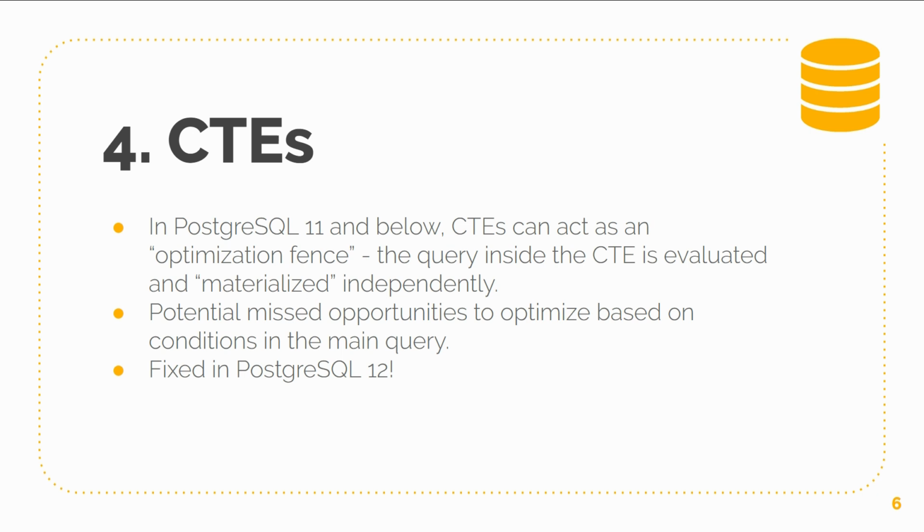Sometimes your main query may have additional conditions or joins or other things that are happening which should present optimization opportunities, but don't because the CTE is evaluated independently like it's a black box. This has now been fixed in Postgres 12, which is due to come out shortly, but if you're working with PostgreSQL 11 or below, be aware of this. You may find that you can get some performance benefit if you discard a CTE and just inline it in the main query.